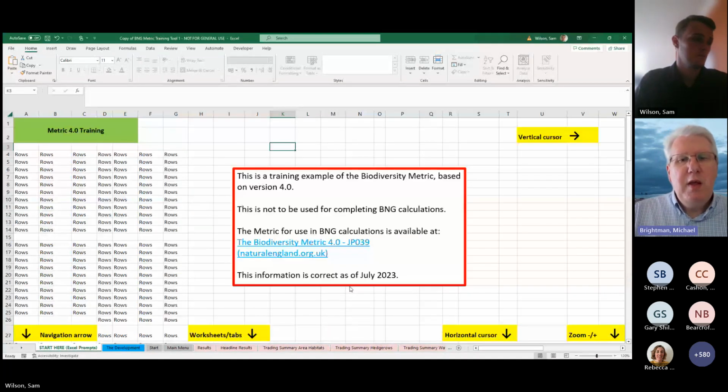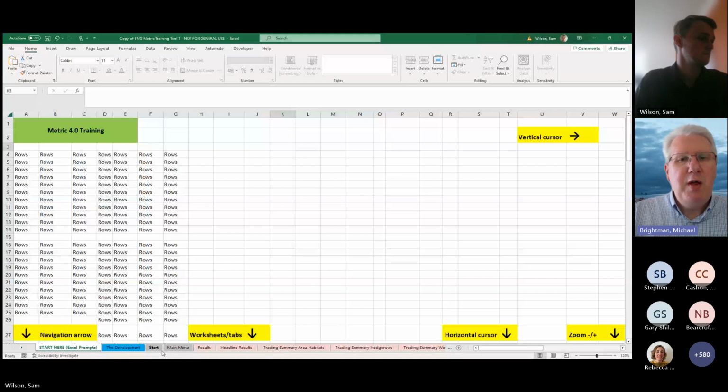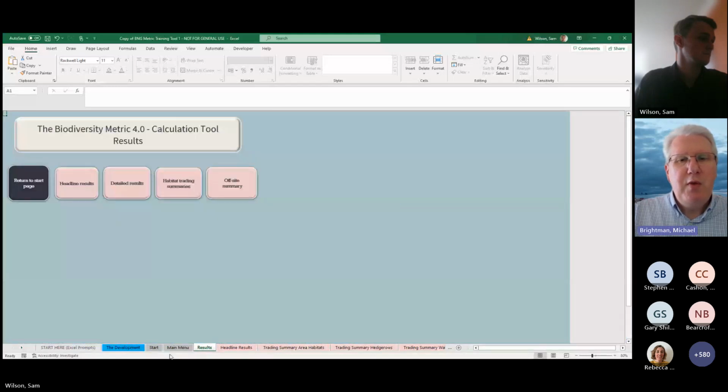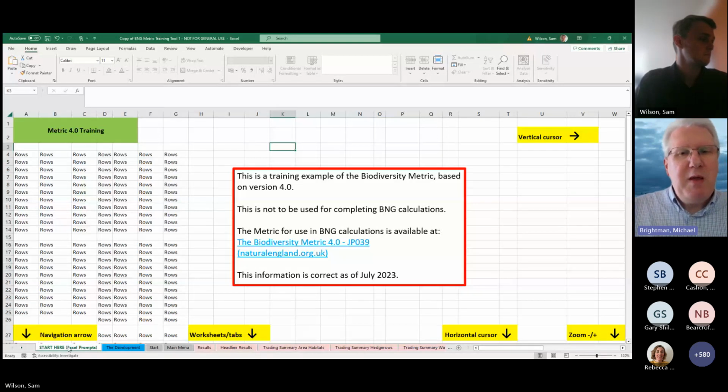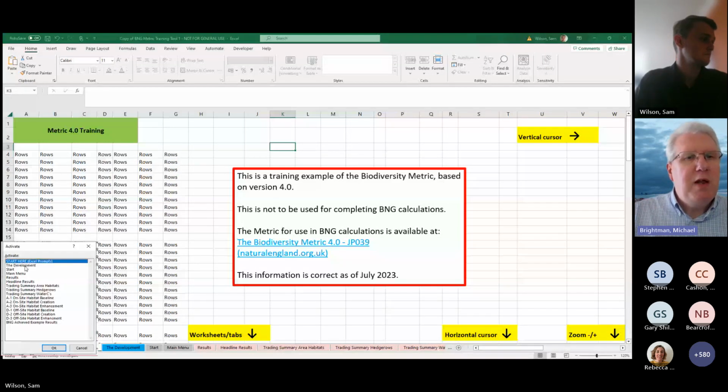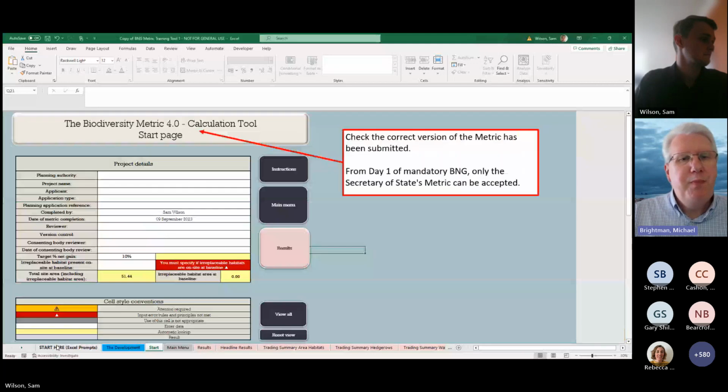You'll see at the bottom, in the middle of the metric, there's a number of open worksheets or tabs. Clicking on any of those tabs will take you into that particular worksheet, as demonstrated by Sam there, or you can navigate between them by right-clicking on the little arrows that you see bottom left. You right-click, it brings up a list of them. If you were to click on one and then click OK, that would take you directly to that worksheet.